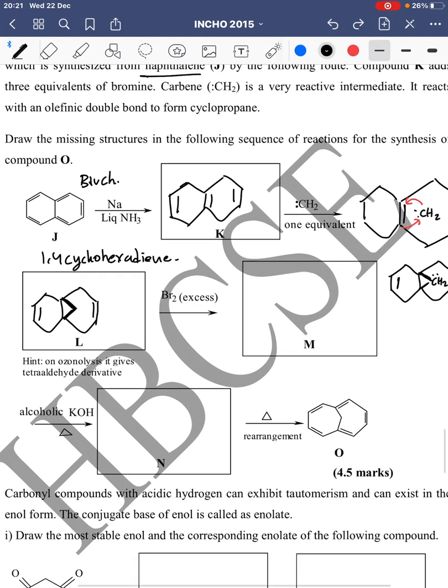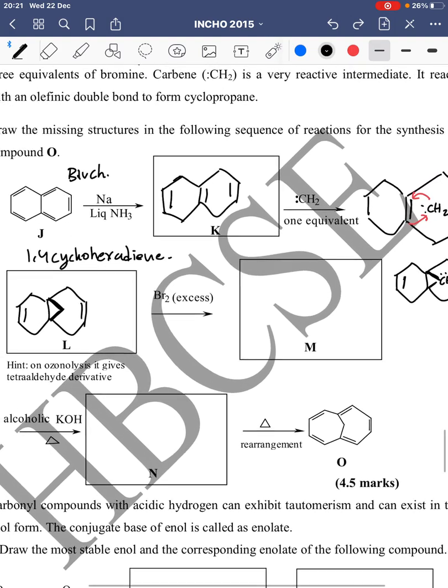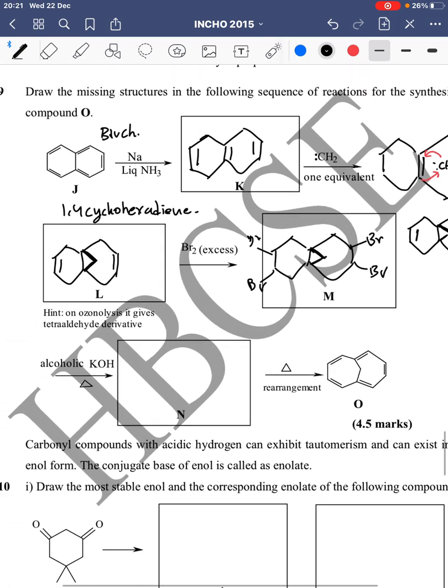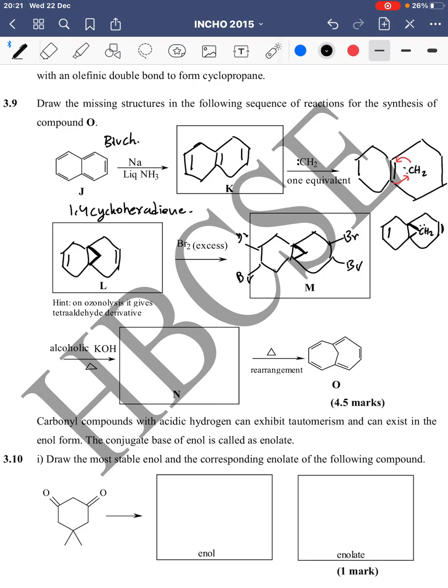And for the M part we are adding Br2 in excess, so it would do the electrophilic addition reaction and would break the double bonds. So making it directly Br, Br, Br, Br, and this cyclopropane.